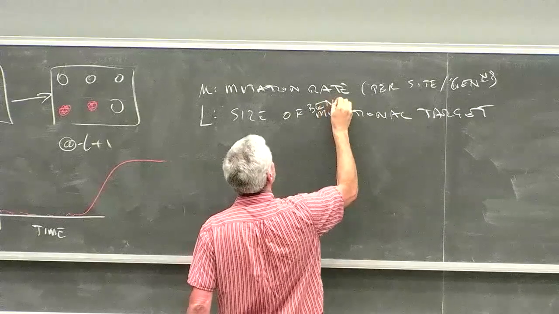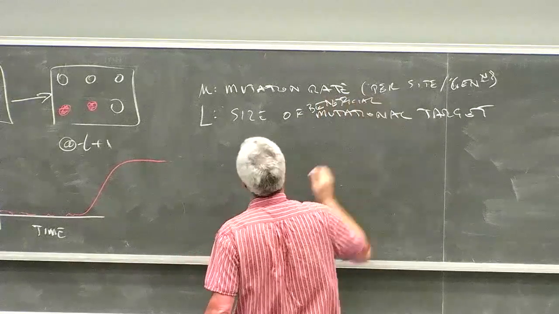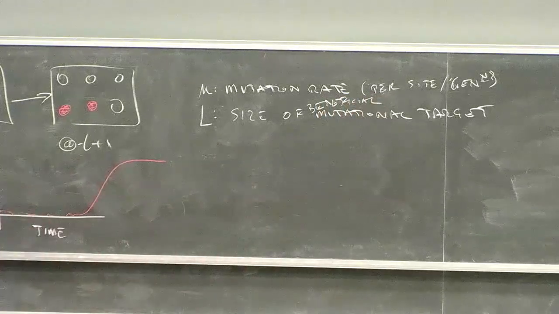Beneficial. Okay, so N times mu is the per population mutation rate per site, and L is the number of sites that matter. So the product of these three things tells us the rate at which beneficial mutations are introduced in the population.